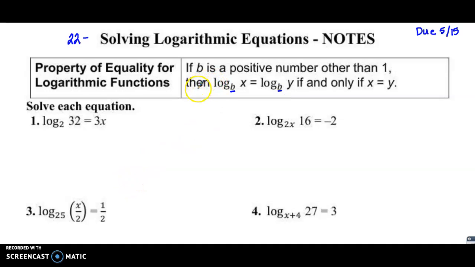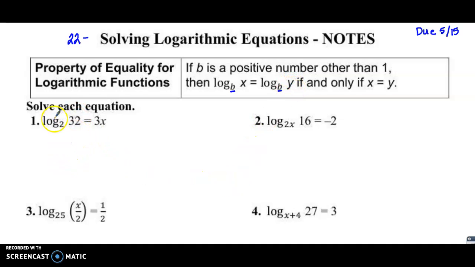And notice our little property tells us that if we have a log that's equal to another log, and the log's bases are the same, then you know that these parts are the same. Notice it says if and only if x is equal to y. So not only are these the same, but if they're the same, we could write a log where they have the same base and they're equal to each other.